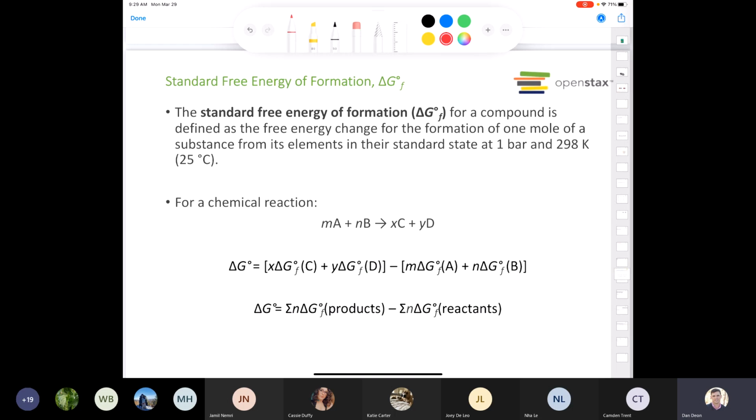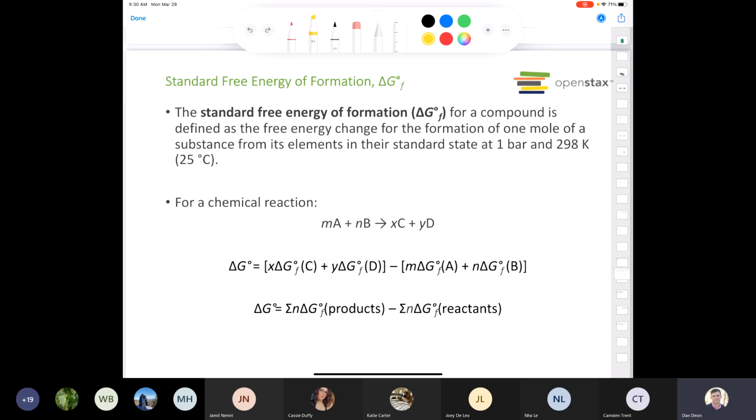And we said that those standard free energies of formation are for a compound. It's the free energy change for the formation of 1 mole of a substance from its elements in their standard state, which would be 1 bar or 1 atmosphere and 298 Kelvin. So if it's forming from its elements, then it stands to reason that the elements are going to have standard free energies of formation of 0. If you go into that appendix, you'll see that anything that is a pure element has a standard free energy of formation of 0 kilojoules per mole. Again, you can look that up in appendix G, I believe.